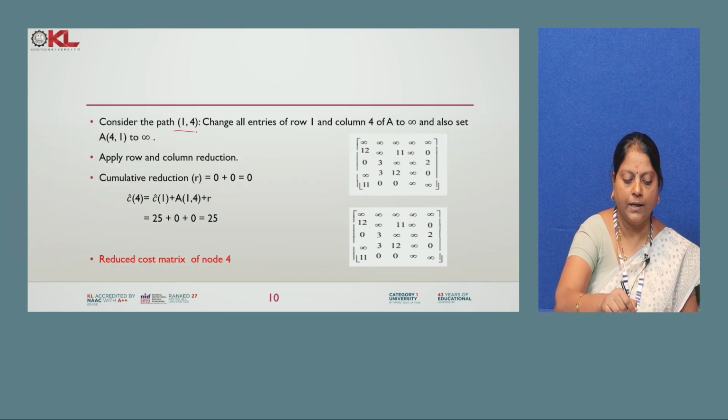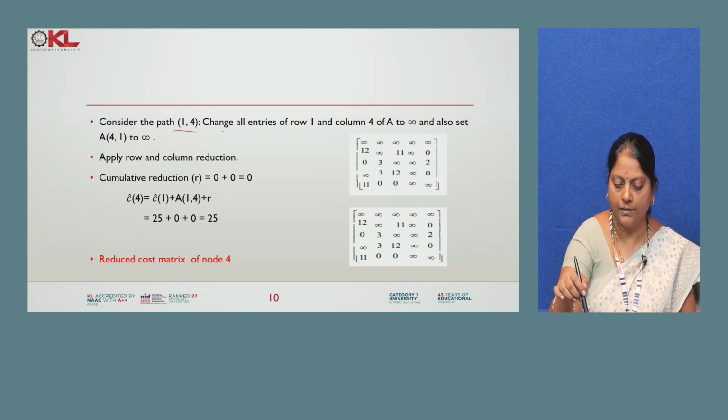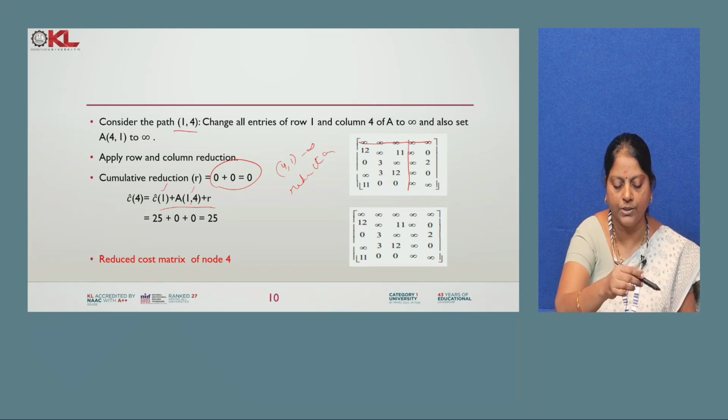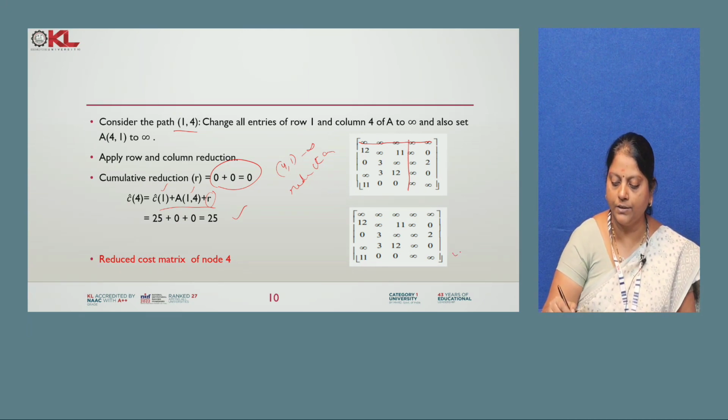Next, similarly consider path 1 comma 4 and find the cost. How can we find it? Make first row fourth column infinity, and 4 comma 1 value is also set to infinity, and then apply row reduction and column reduction. Then we get this matrix, and then find the cost using this formula. Cost of root node plus A of 1 comma 4 value, which we get from the reduced cost matrix of node A, plus R, the reduction. Here the reduction is 0, so we get 25. So after reduction we got this matrix.